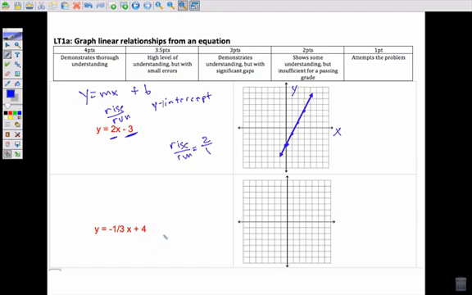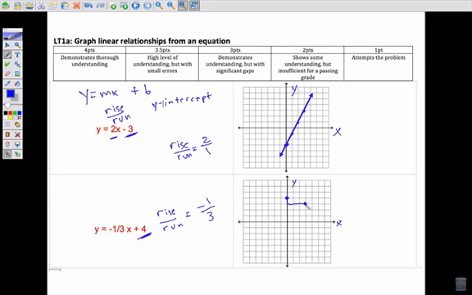Okay. Then the second one, we have a y-intercept of 4. So I'll start on my y-axis. I'll start at 1, 2, 3, 4. And that's my y-intercept. Then we have a slope, rise over run, equals -1 over 3. So our rise is -1, so I'll go down 1. And our run is 3, so I'll go over 1, 2, 3, and plot a point.